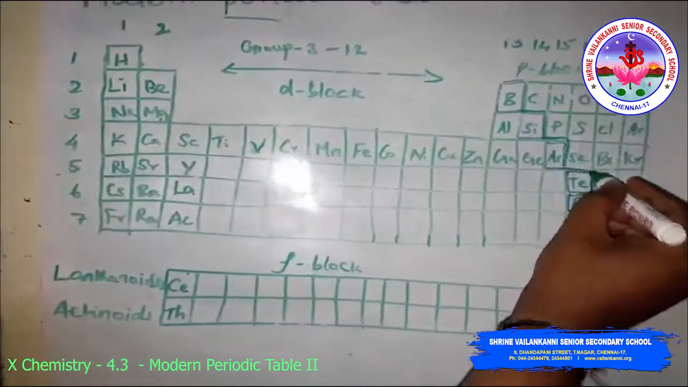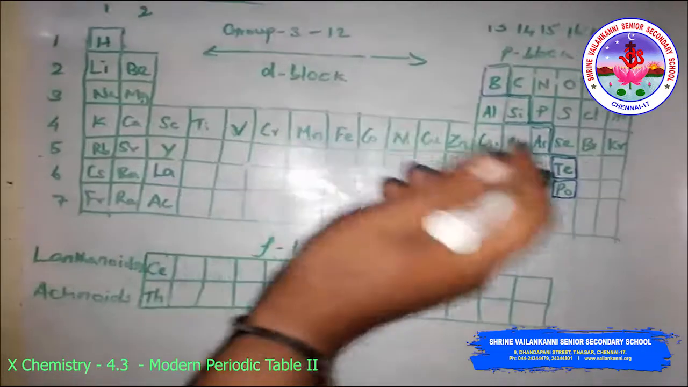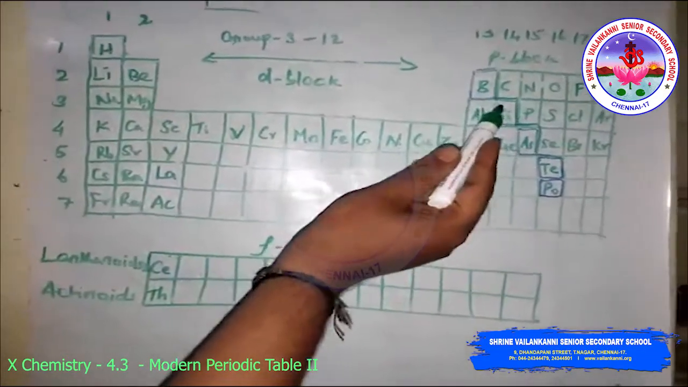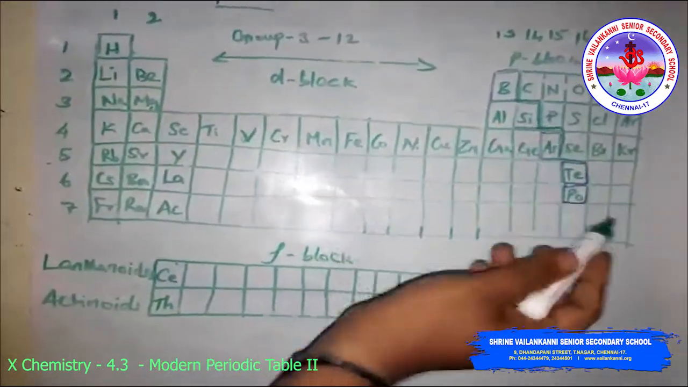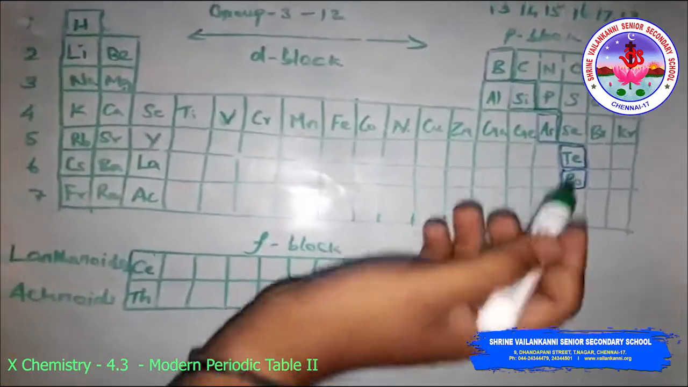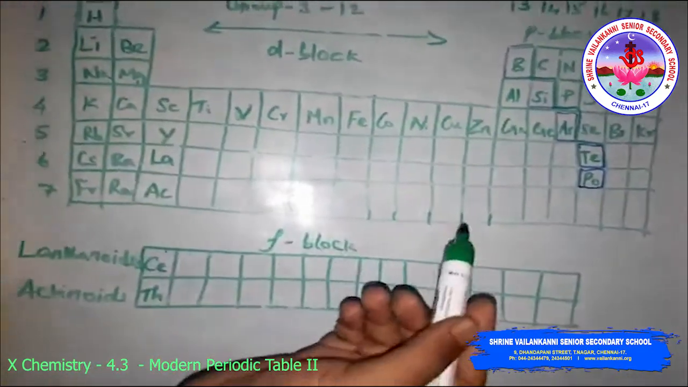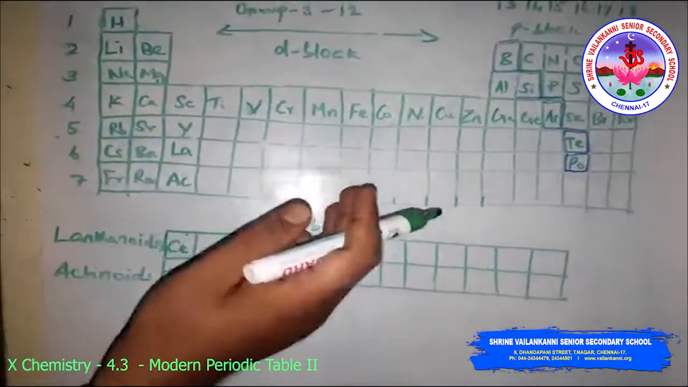Then the border line elements like boron, silicon, germanium, arsenic, antimony, tellurium, and polonium have intermediate properties, so they are called metalloids or semi-metals. Already you have learned this in chapter 3, metals and non-metals.